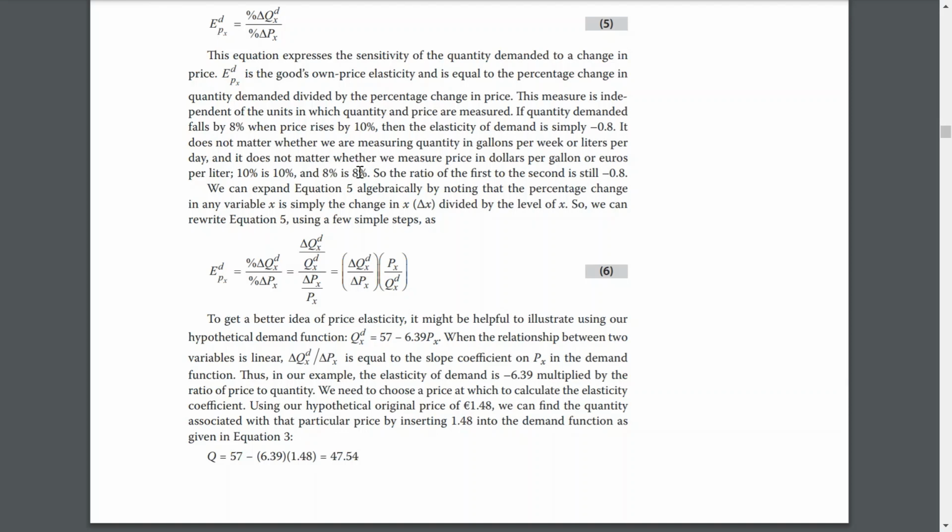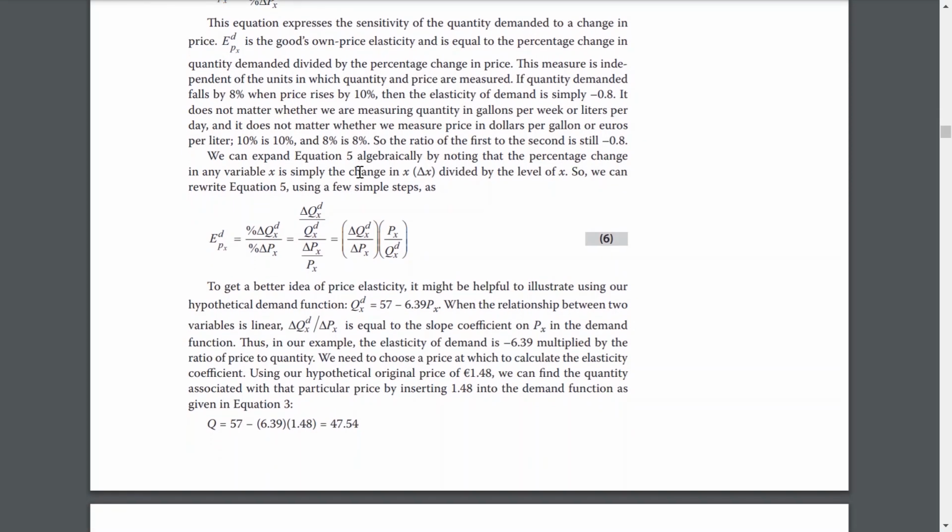10% is 10% and 8% is 8%. So the ratio of the first to second is still negative 0.8. We can expand equation 5 algebraically by noting that the percentage change in any variable x is simply the change in x, delta x, divided by the level of x. So we can rewrite the equations using a few simple steps as follows.